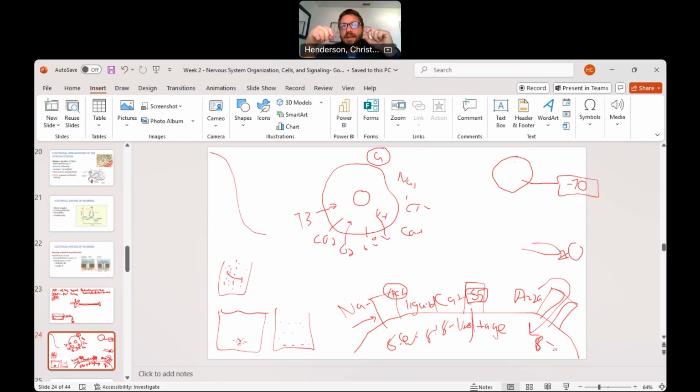So then we name the channel by just two things. It's named by how it's gated, how it's locked. It's also named by what goes through it. So our first example was a sodium channel. It only lets sodium in, and it also is locked by a ligand, which is a chemical key. So it is a ligand-gated sodium channel.